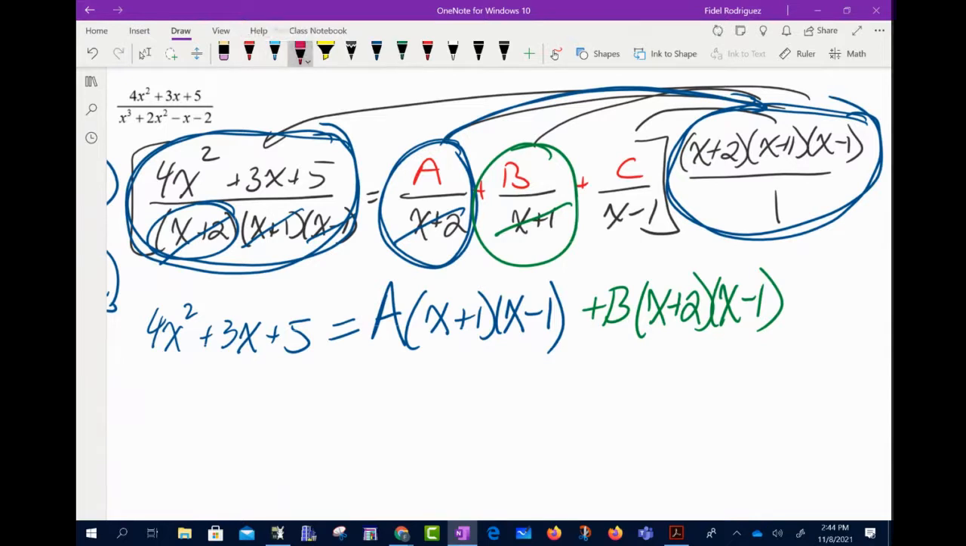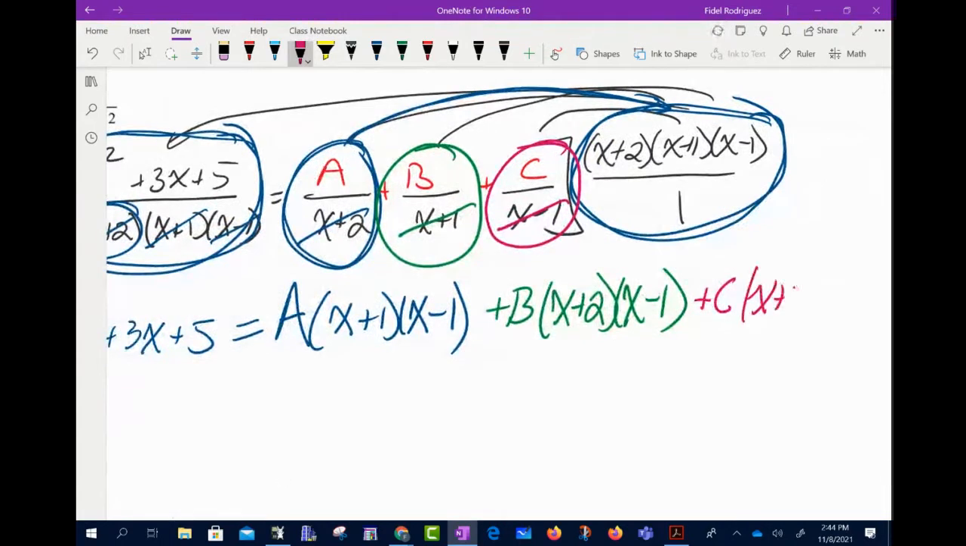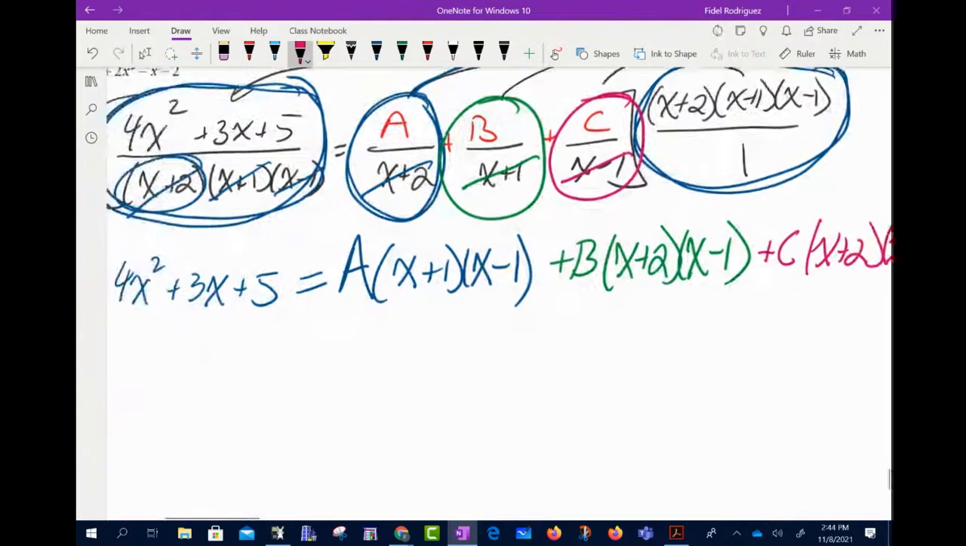Okay, and then one more. What's going to cancel with this one here? The x minus 1, so we're going to be left with a C. Very good. x plus 2 and x plus 1. Okay.